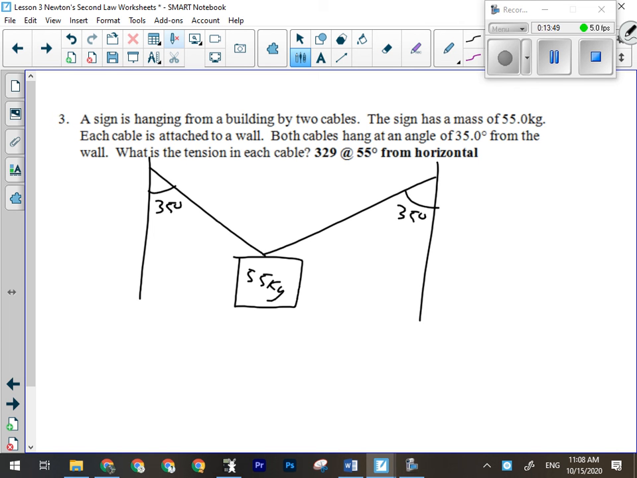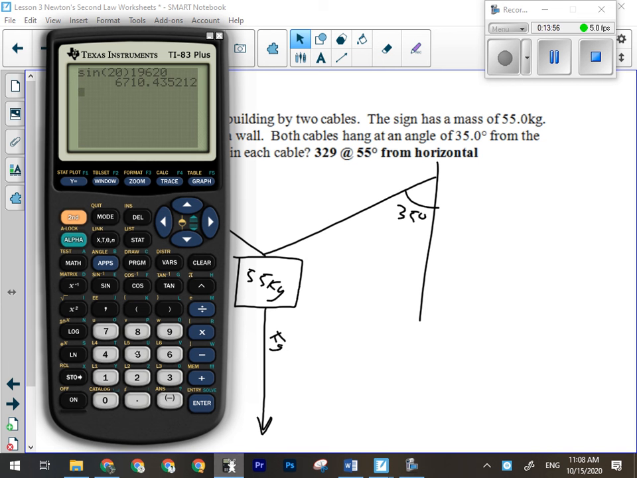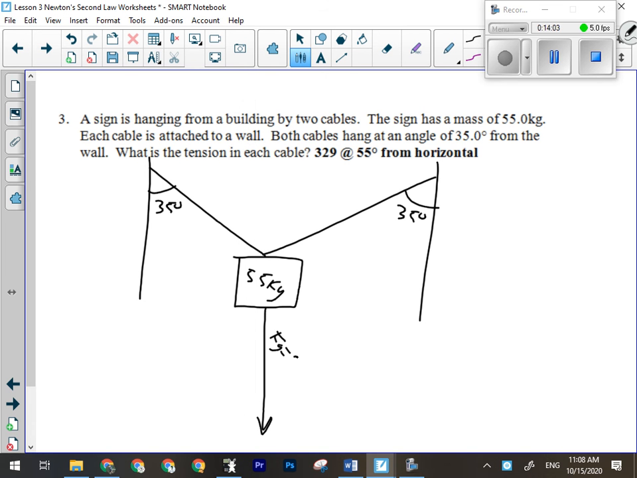So here's what I need to look at. Obviously, there's a force of gravity acting downwards on the sign that I should probably calculate right off the bat. So 55 times 9.81 is 539.55. Two cables are attached to this sign. They are what's keeping the sign from falling. They're pulling somewhat up and somewhat to the side. And since they're angled equally, they're doing it in the same way.